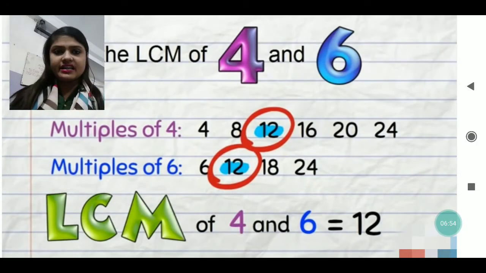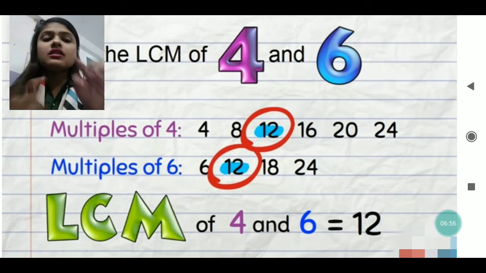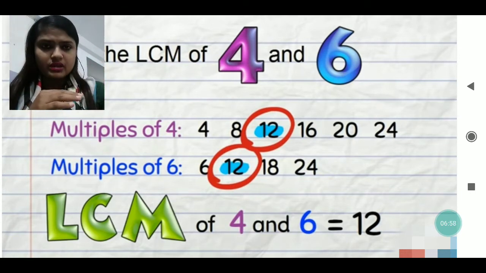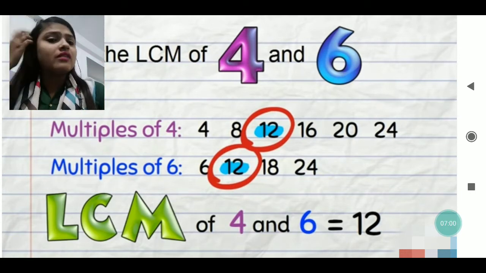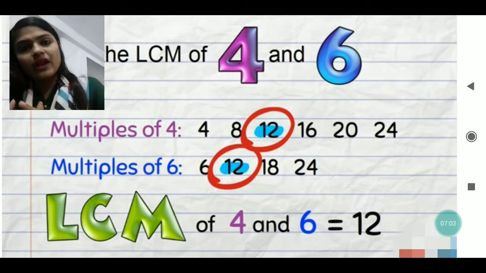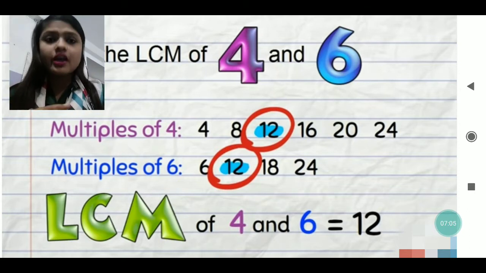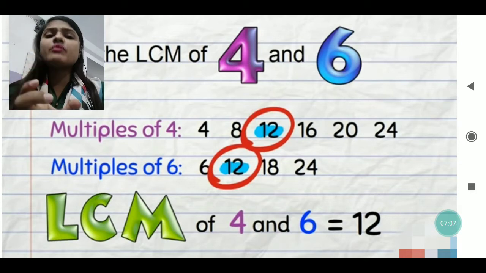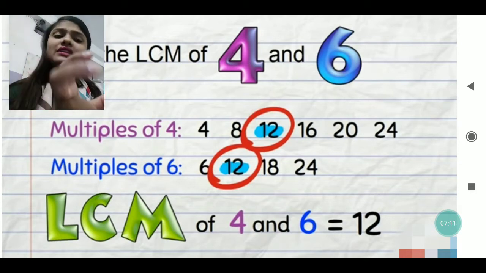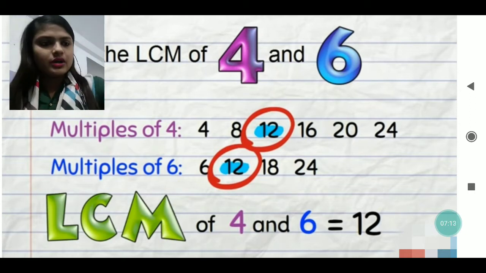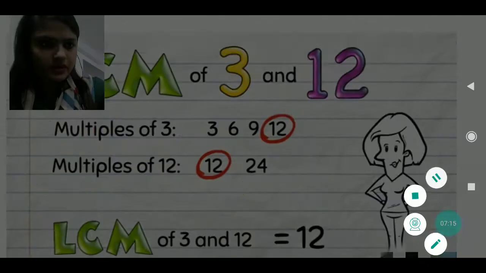You can see here in this also, I have circled 12, because 12 is common in the multiples of 4 as well as in the multiples of 6, and this is the least number which is common between them. So the LCM of 4 and 6 will be 12. In the same way, some more examples.